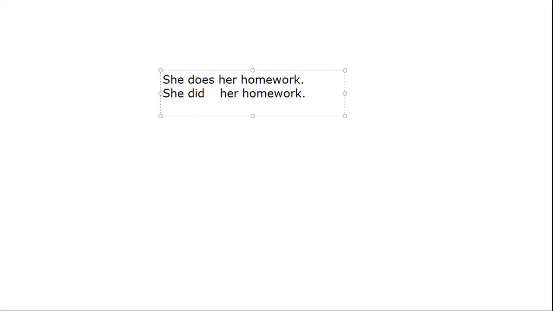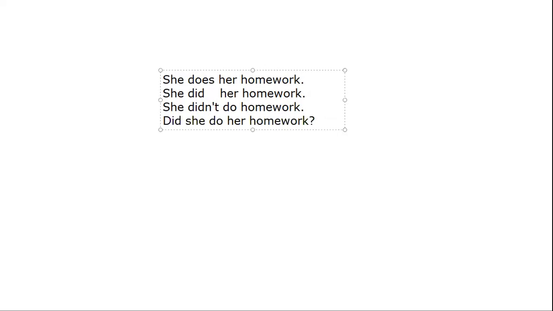O hagámosla en negativo para que también lo entiendan. Los dos vamos a hacer. She didn't do her homework. ¿Ok? She y en did. La pregunta es, did she do her homework?